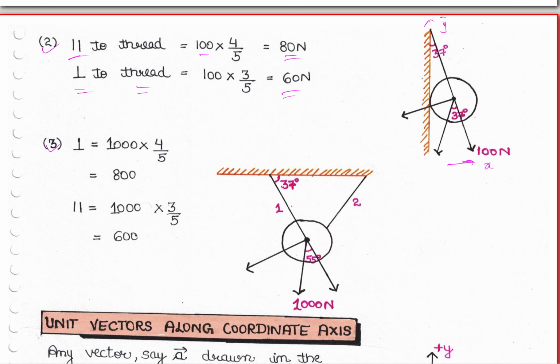In example 3, if this circle is making an angle with this axis of 37 degree, then we can write perpendicular to this axis 1000 into 4 by 5, where 1000 Newton is its weight or mg, and the parallel component is 1000 into 3 by 5, so it is 600.